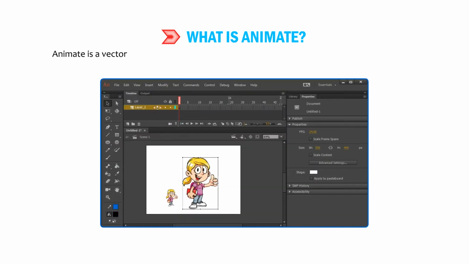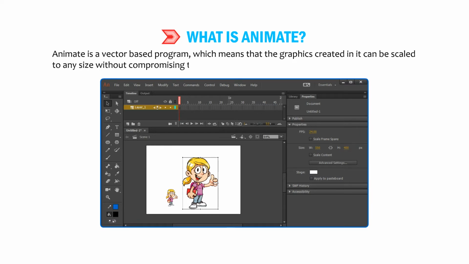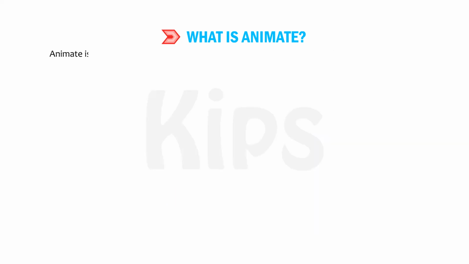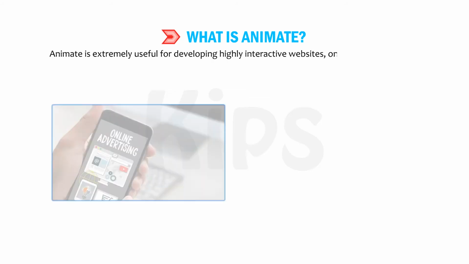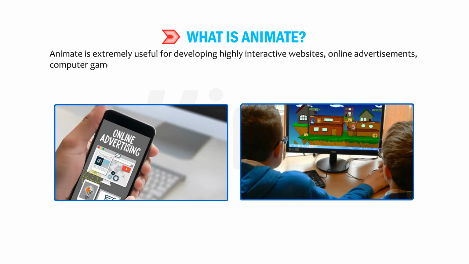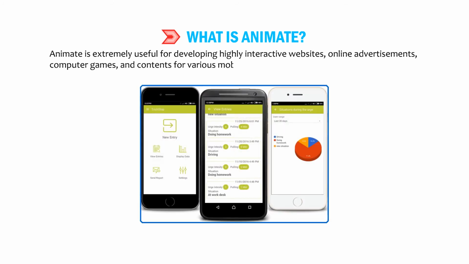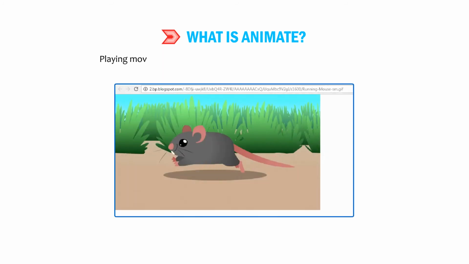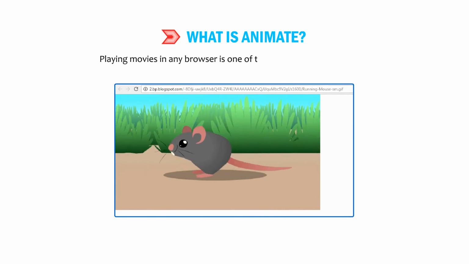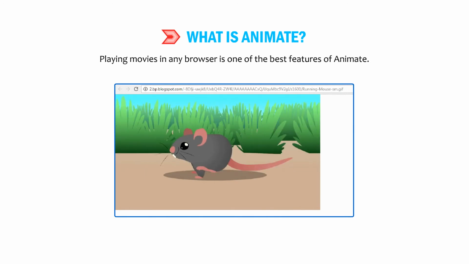ANIMATE is a vector-based program, which means that the graphics created in it can be scaled to any size without compromising the quality. ANIMATE is extremely useful for developing highly interactive websites, online advertisements, computer games, and contents for various mobile devices. Playing movies in any browser is one of the best features of ANIMATE.